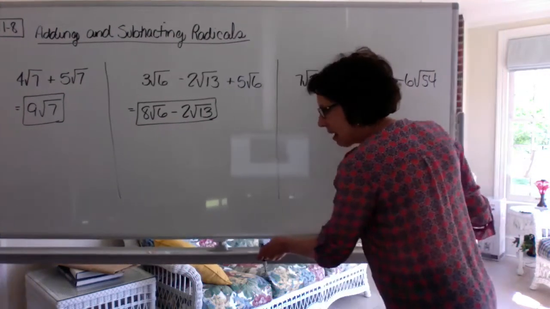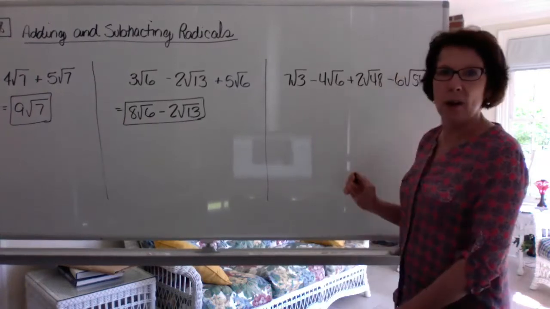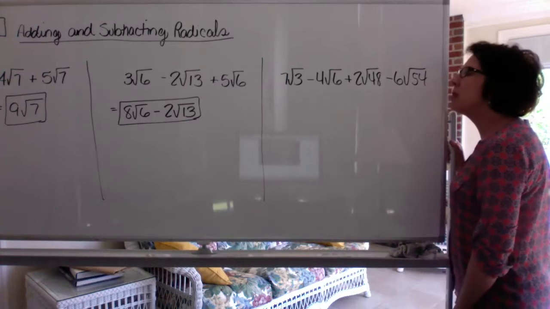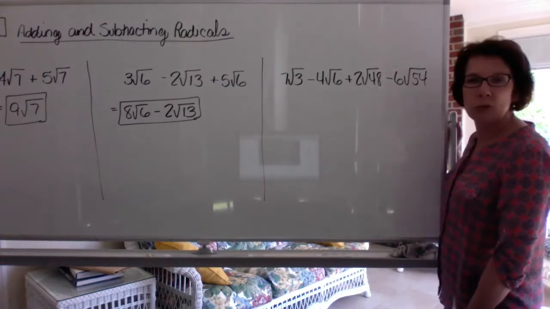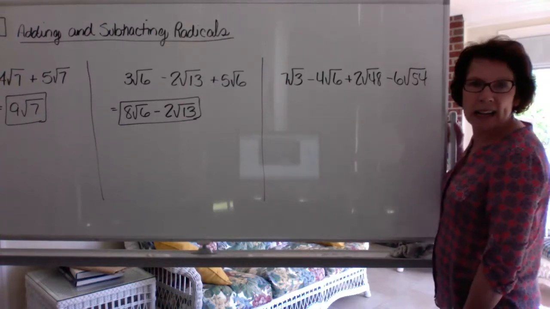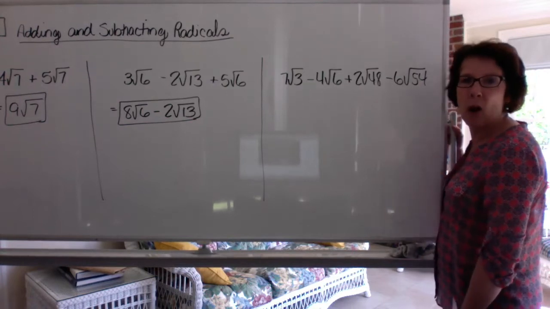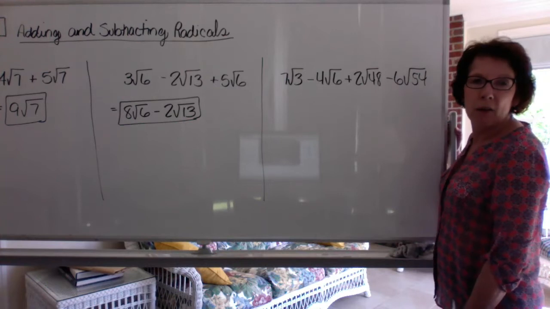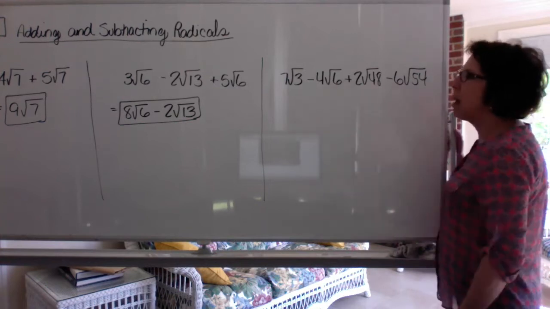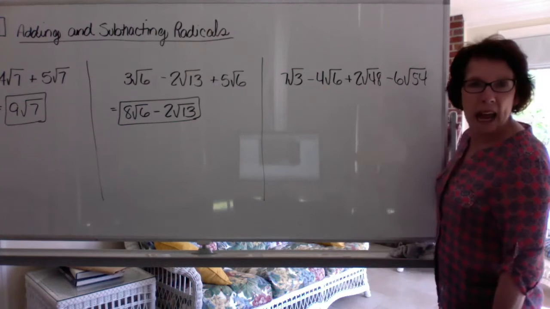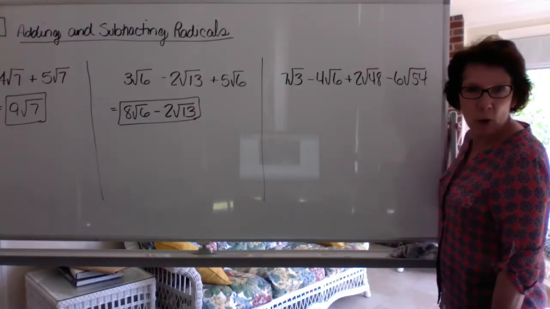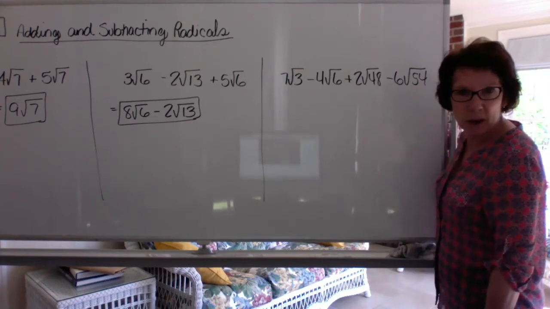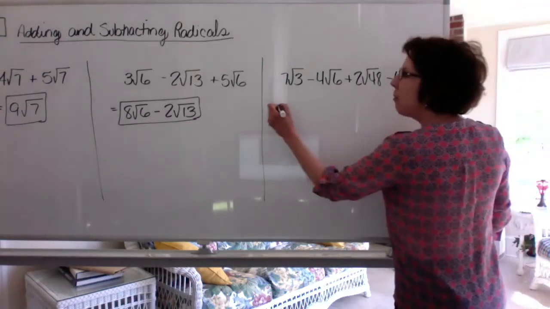Okay, what do we have here? We have 7 root 3 minus 4 root 6 plus 2 root 48 minus 6 root 54. Now, at first glance, it looks like we have 4 terms that are not alike in any way because the roots are not the same. None of the roots are the same. But is root 48 in simplest form? No, it's not. Is root 54 in simplest form? No, it's not. So let's go ahead and rewrite this.